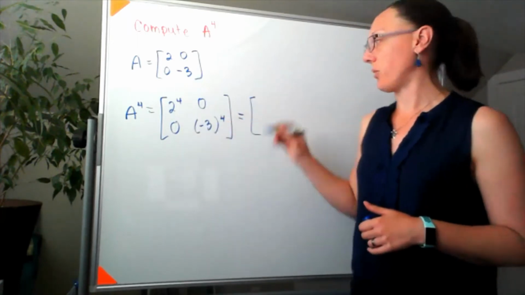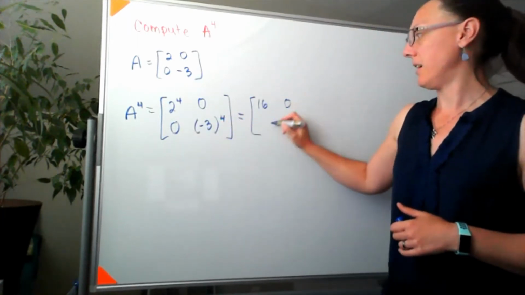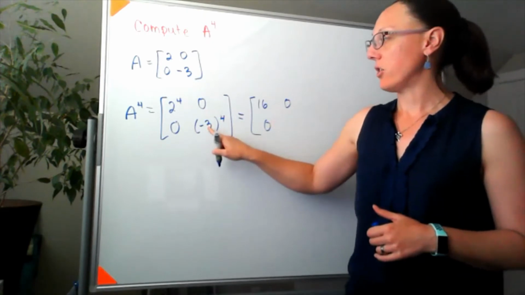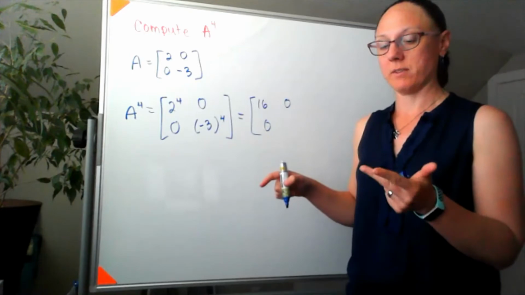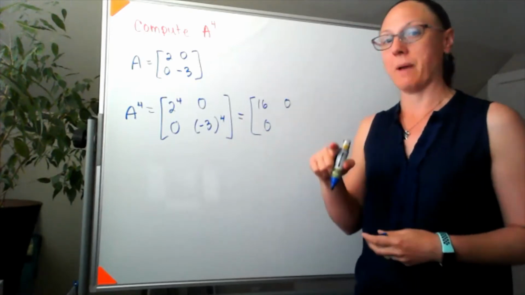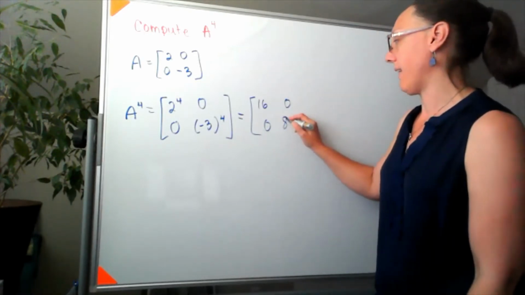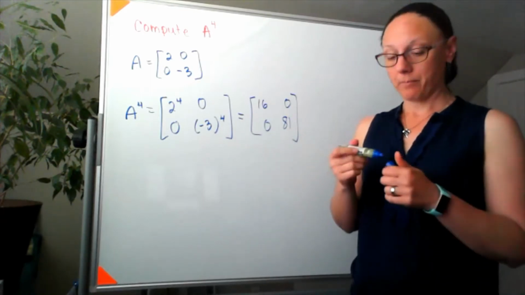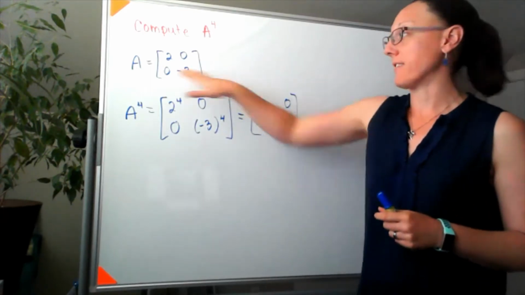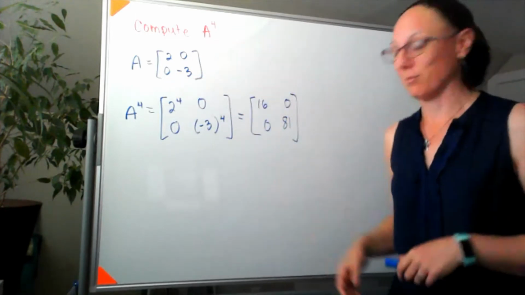So we could jump straight to that answer, meaning, let's see, 2 to the fourth, that's 16. And 3 to the fourth is 81, and that negative 1 times negative 1 times negative 1 times negative 1 is going to loop us back around to a positive number, and that would be 81. Now, to get there the slower way, we can actually multiply this matrix by itself 4 times.